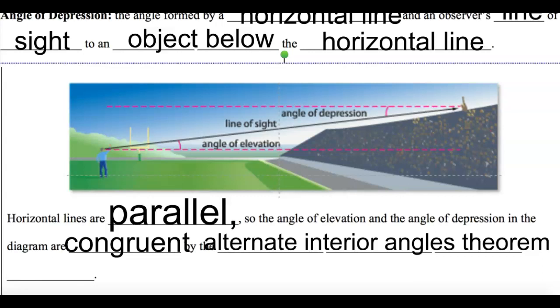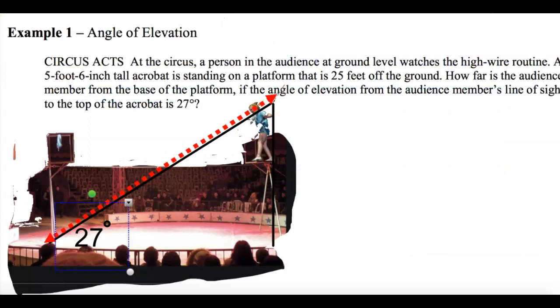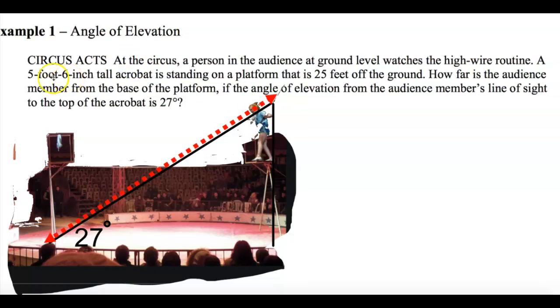So I went ahead and set up a picture in each one of these diagrams. If you can just quick sketch something in, press pause if you need, and then I'll get started with the problem. So our first problem starts with a circus act. At the circus, a person in the audience at ground level watches a high wire routine. An acrobat, 5'6" tall, is standing on a platform that is 25 feet off the ground. How far is the audience member from the base of the platform if the angle of elevation of the person's line of sight is 27 degrees?